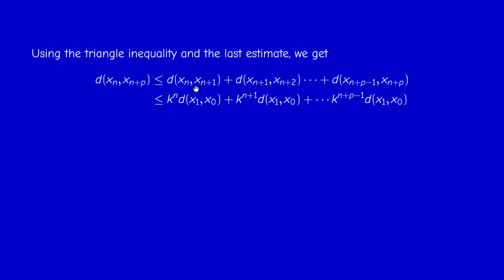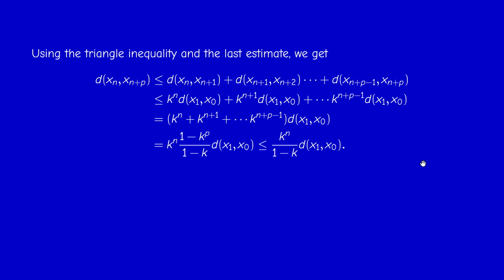So now if we apply the previous estimate, the first term is less than k to the n times the distance from x1 to x0. The second term is less than k to the n plus 1, and so on. The last term will be less than k to the n plus p minus 1 times the distance. So we have d(x1, x0) in common, and we can factor out this geometric series. If we factor out k to the n, this is just a geometric series, as you know from school, so this is k to the n times (1 minus k to the p) over (1 minus k) times the distance between x1 and x0.